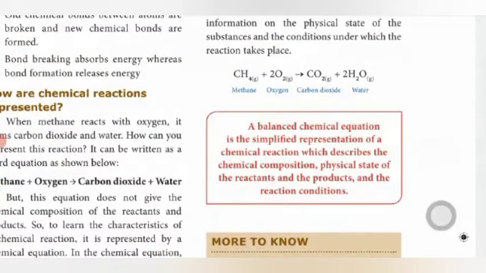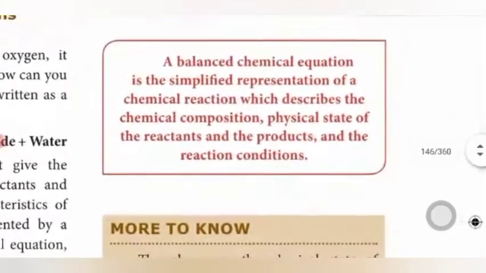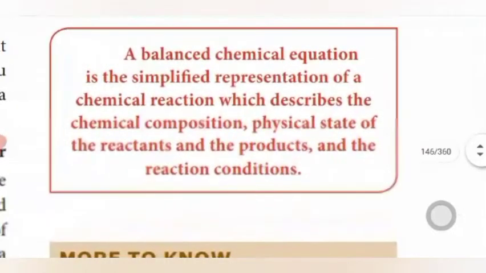What is a balanced chemical equation? A balanced chemical equation is a simplified representation of a chemical reaction which describes the chemical composition, physical state of the reactants and products, and reaction condition. This is called a balanced chemical equation.